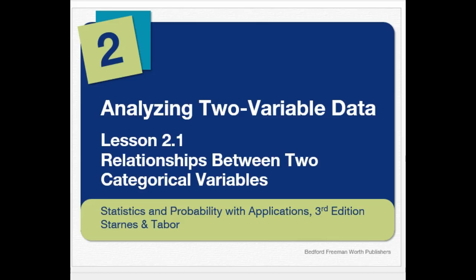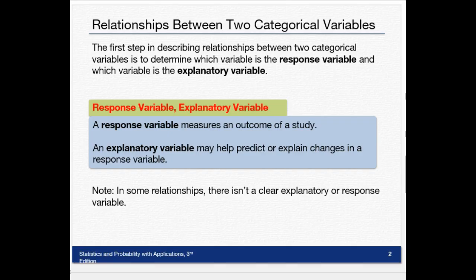All right, in 2.1, we're looking at the relationship between two categorical variables, okay? And how do you graph them, basically, is what we're going to look at in this section. The first step in describing the relationship between two categorical variables is to determine which variable is the response variable and which one's the explanatory, okay?